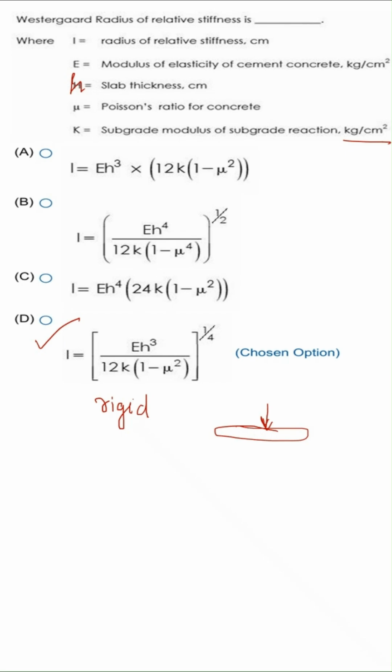And if the area is larger, or the radius is larger, that means the slab spreads the load over a wide area, and it reduces the stress on the subgrade. And this value helps to determine critical stress points and load transfer efficiency in rigid pavement design.